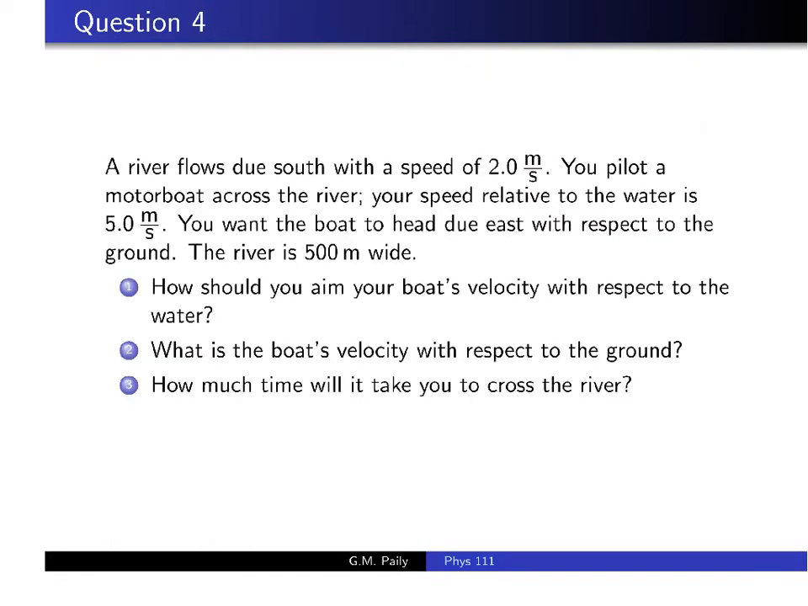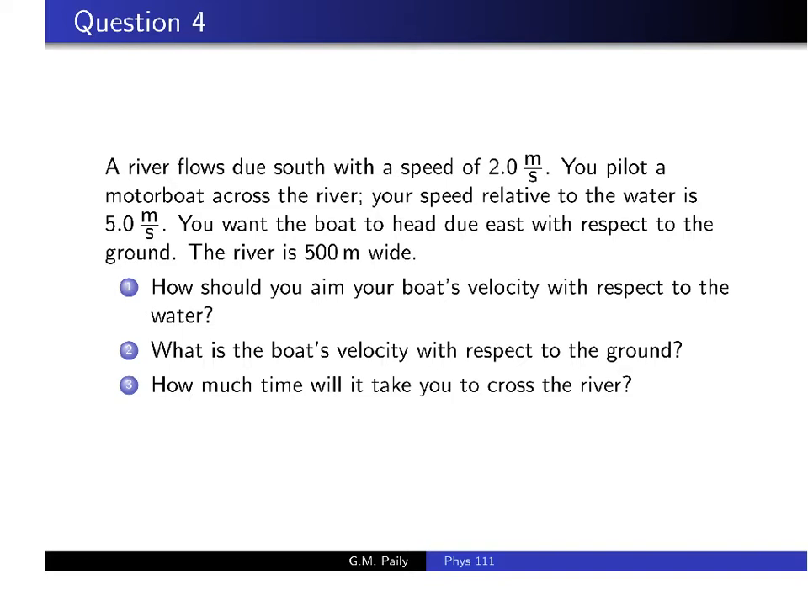Here is a similar but different problem. In this case, the river, again, is flowing south with a speed of 2 meters per second. Our speed relative to the water is 5 meters per second, but the direction has not been specified. We want the boat to head due east with respect to the ground. In other words, we need to compensate for the flow of the river. We are asked how we should aim our boat's velocity with respect to the water in order to achieve a total motion with respect to the ground that is due east.